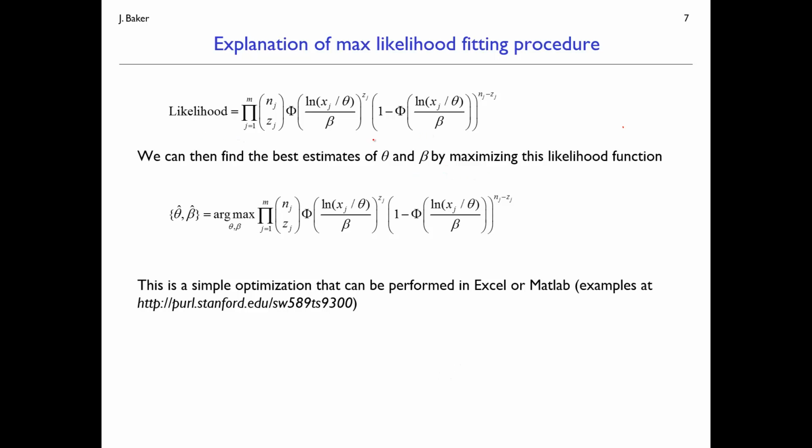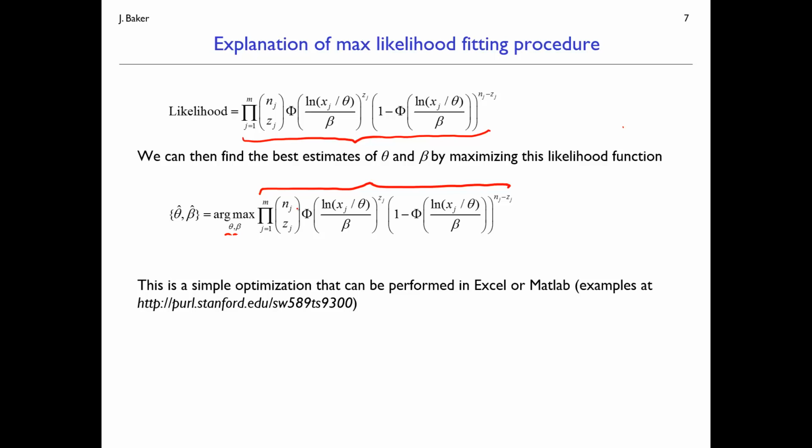I just repeated the equation from the previous slide for us to remember. We're going to take this likelihood and put it into an optimization. I'm going to find the maximum value of that over all values of theta and beta. Whichever values of theta and beta give me the maximum value are going to be my parameter estimates, theta hat and beta hat. So that's actually a pretty straightforward calculation to do.